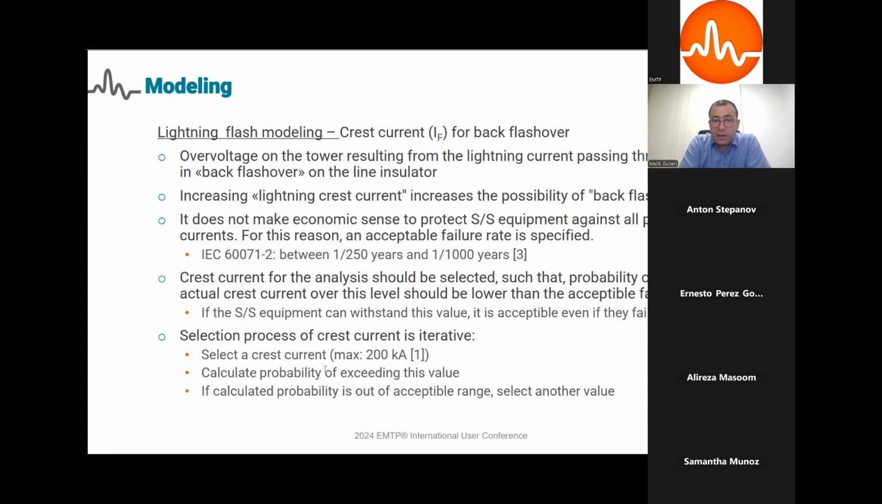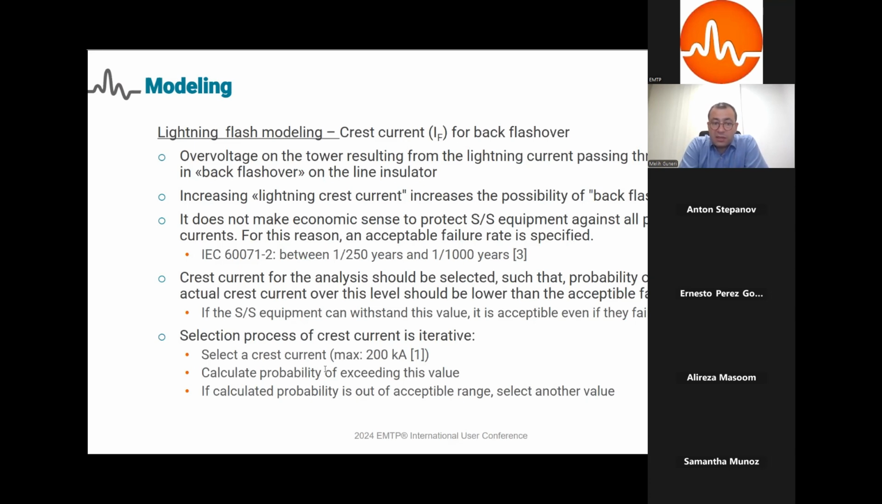On the other hand, it's not economically viable to design a system which would withstand any possible lightning crest value, because it would be economically nonsense. Then it is logical to specify an acceptable failure rate, which is already specified in the IEC standard, between once in 250 years and once in 1000 years. So if the failure is in between these values, then it is accepted.